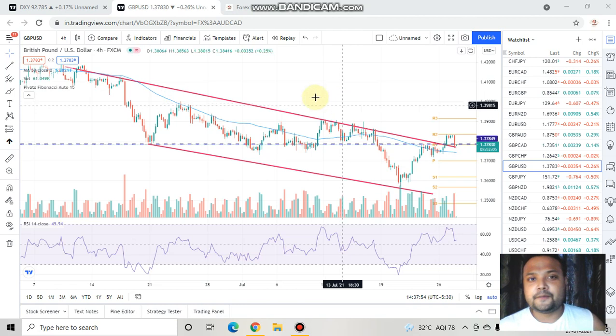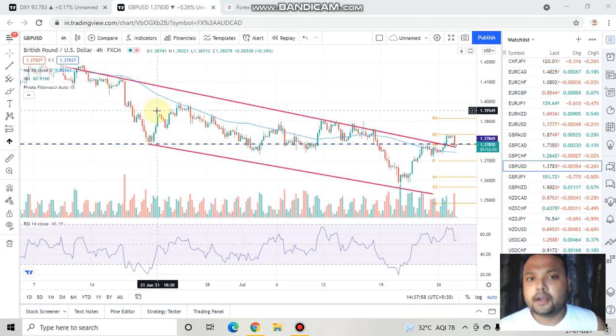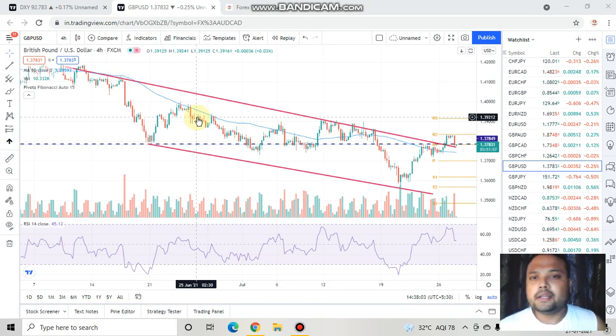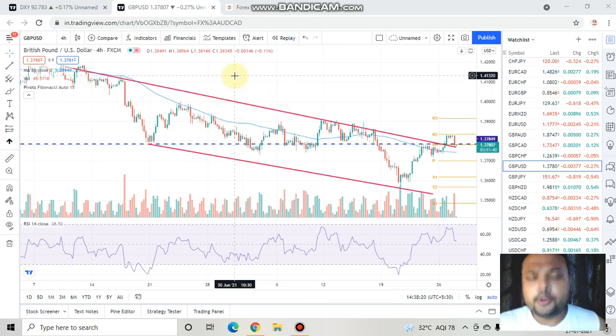So let's get started. This is the 4-hour chart of GBP USD in front of us right now. And if you have watched my previous video on GBP USD, then I would like to say that things have not changed much. Almost all the critical levels in the chart of GBP USD are still intact. You can see that I have got many lines drawn here on the chart. So let me discuss one by one if you are new to the channel.